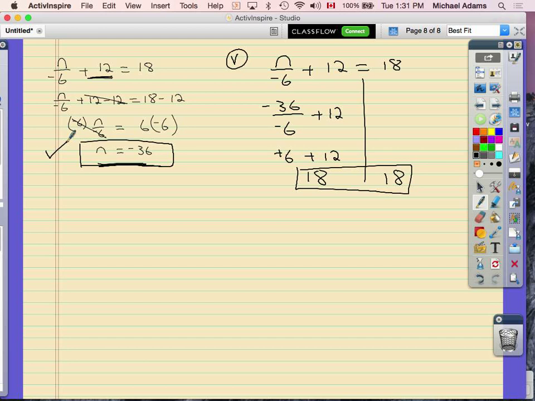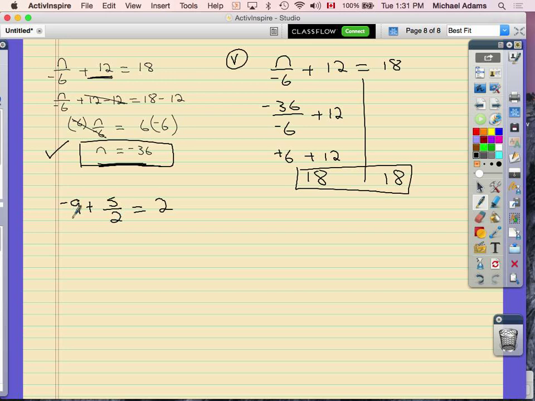Okay, let's try another one. So this time I'm going to say, let's say I have a negative 9 plus s over 2 is equal to 2. Okay, there we go. Now, this time I just put the variable that's in fraction just in the middle, but the process is still the same to solve it.